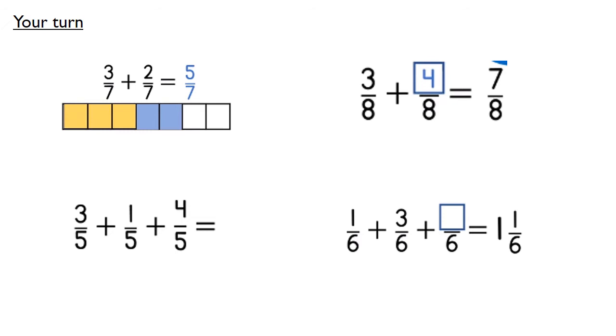Okay, let's have a look at this one in the bottom left. We have 3/5 plus 1/5 plus 4/5. This is just the same, it's just that we're adding 3 fractions, not 2. As you know, we don't have to add the denominator because fifths is the unit we are dealing with. So we would do 3 plus 1 plus 4, which we know is 8/5.